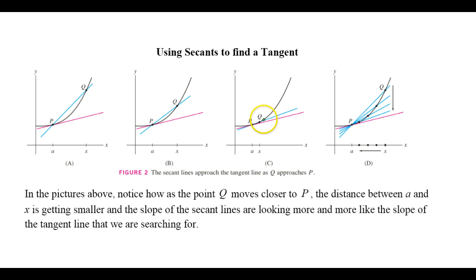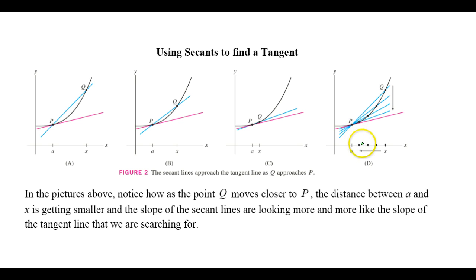So let's go ahead and move Q just a little bit closer to P. So move X just a little bit closer to A. And you'll see that the slope of the secant line is just a little bit closer to the slope of that tangent line. And so this final image here shows that as the point Q gets closer to the point P, or on the x-axis as X approaches A, all of these secant lines get closer and closer to the tangent line at the point P.